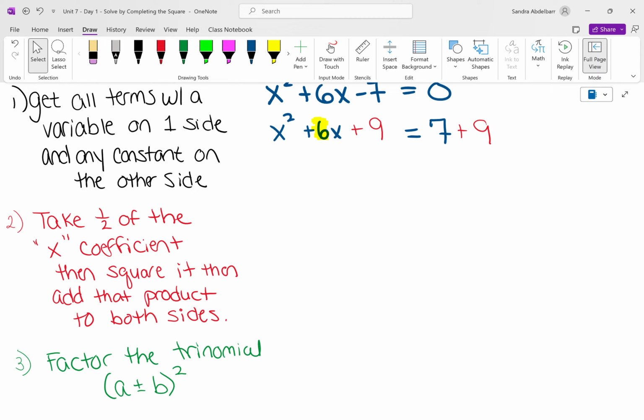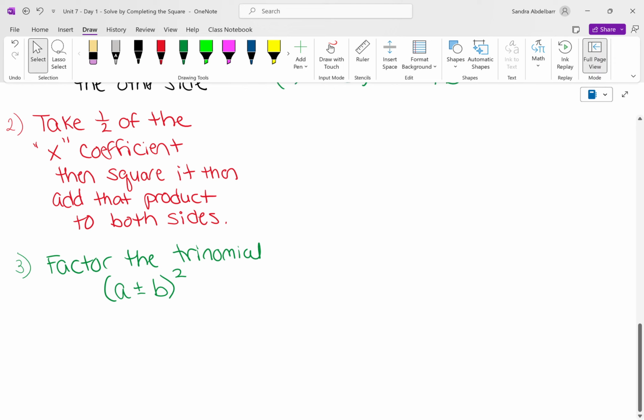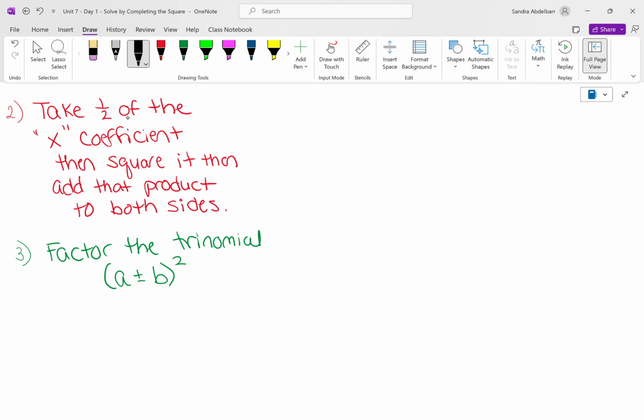So is this a perfect square trinomial? Absolutely. How does a perfect square trinomial factor? Well, this one, because it's a plus, it's going to be a plus b squared, so x plus 3 quantity squared equals 16. Your last step to solve is going to be solve square root method.